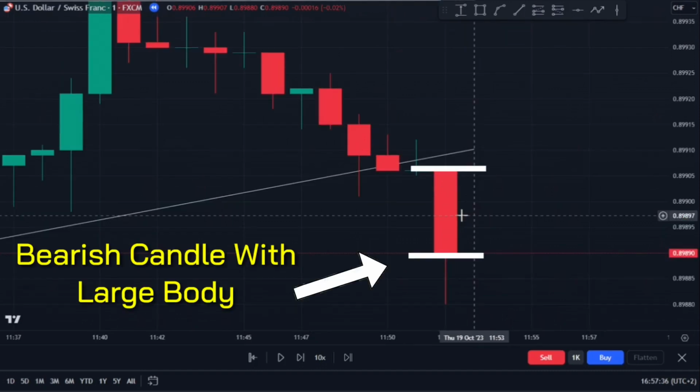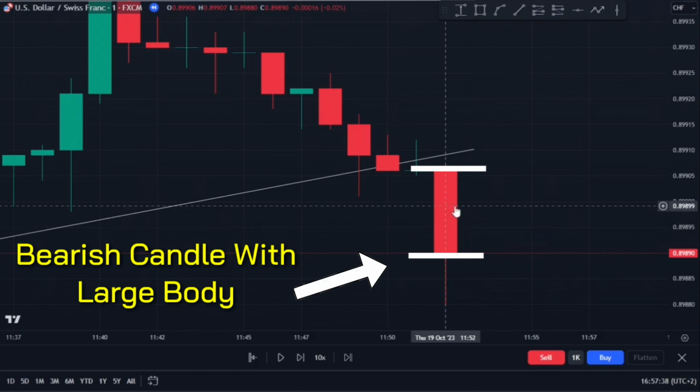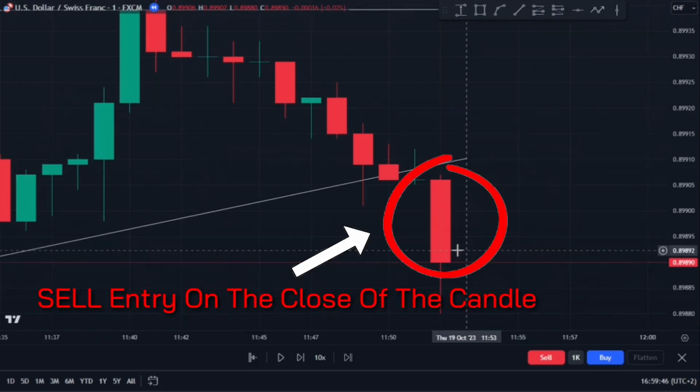We need to see a big red bearish candle form, which is exactly what happens next. Here we can see a big red candle form with a large body, which is the exact confirmation we need to confirm the breakout and to open a sell position. And once the candle closes, we can enter a sell position.